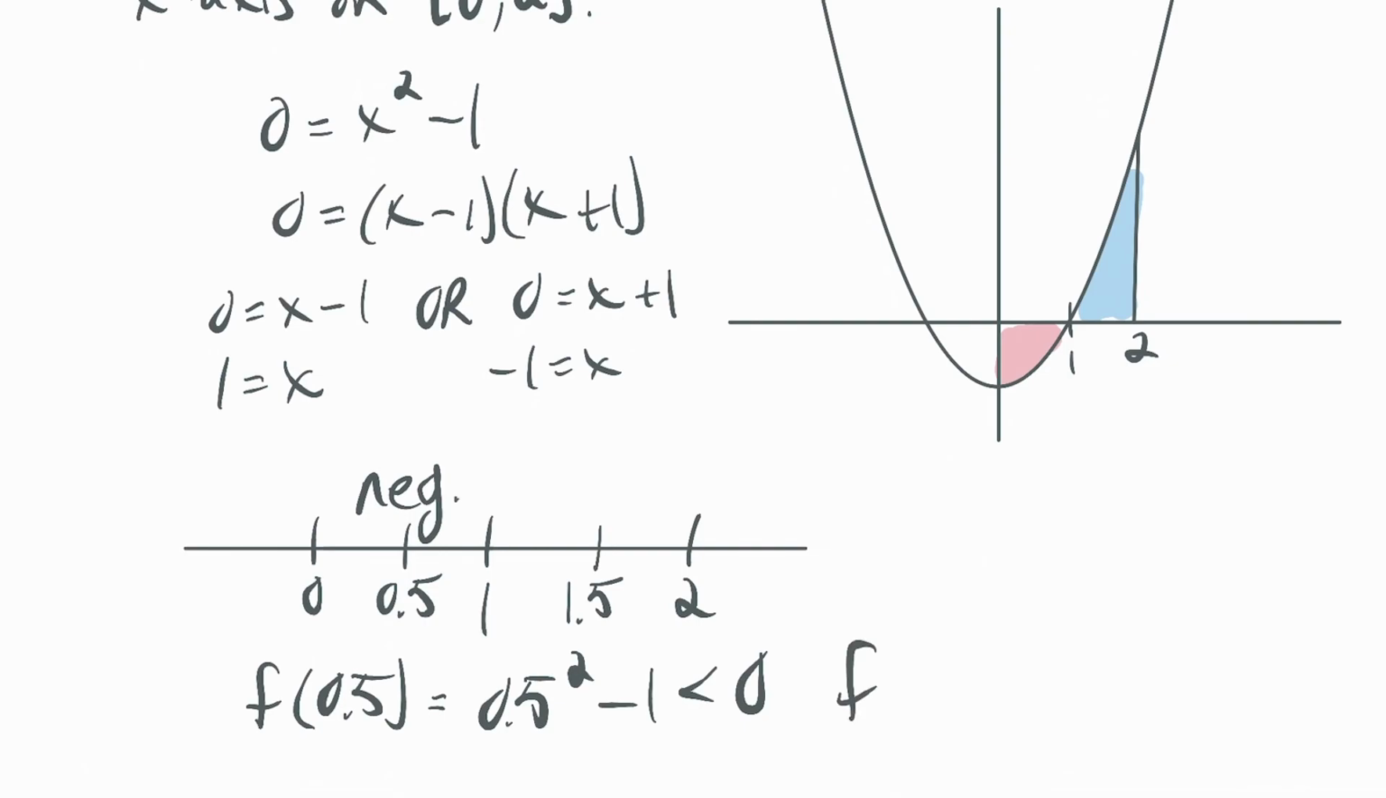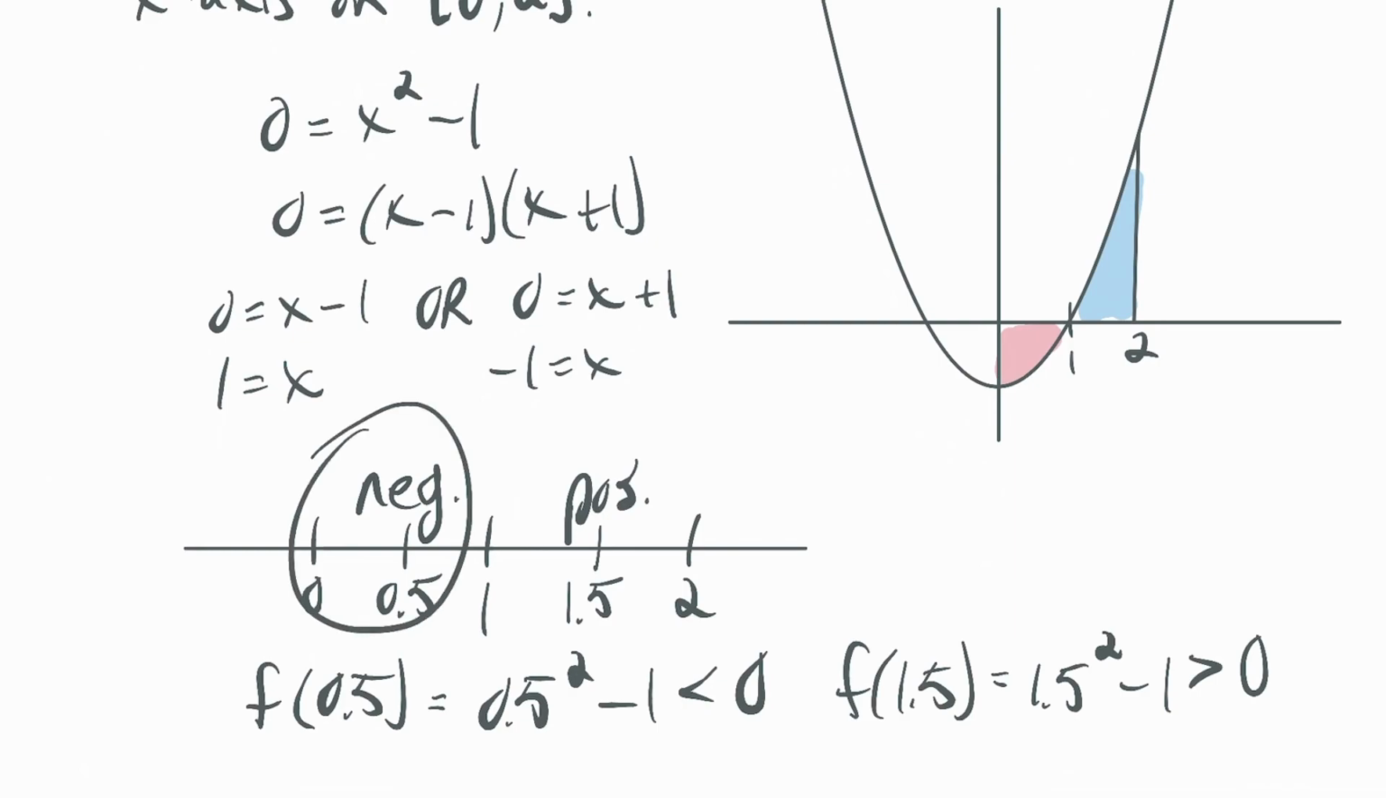And then I can look at f of 1.5. So this will equal 1.5 squared minus 1, which is positive if you work that out. So I know that the graph is below the x-axis here and above the x-axis here, which of course matches the graph that I sketched out.